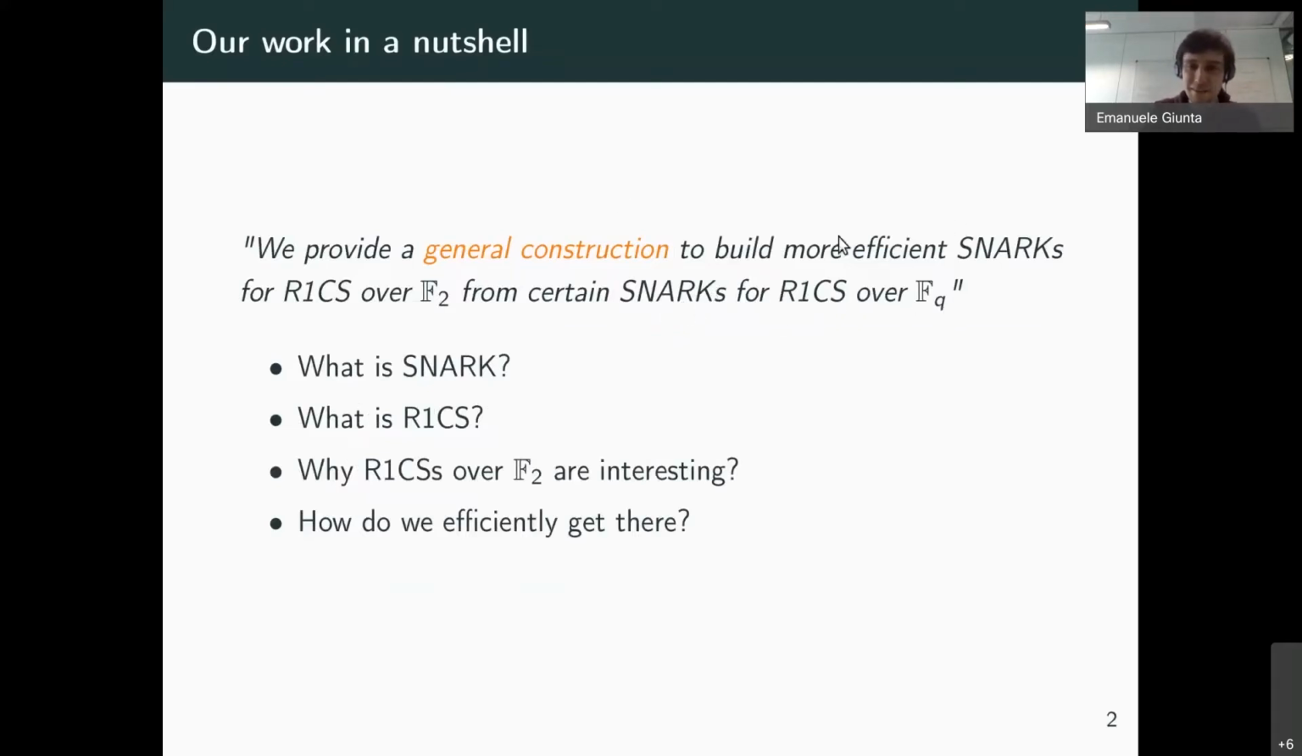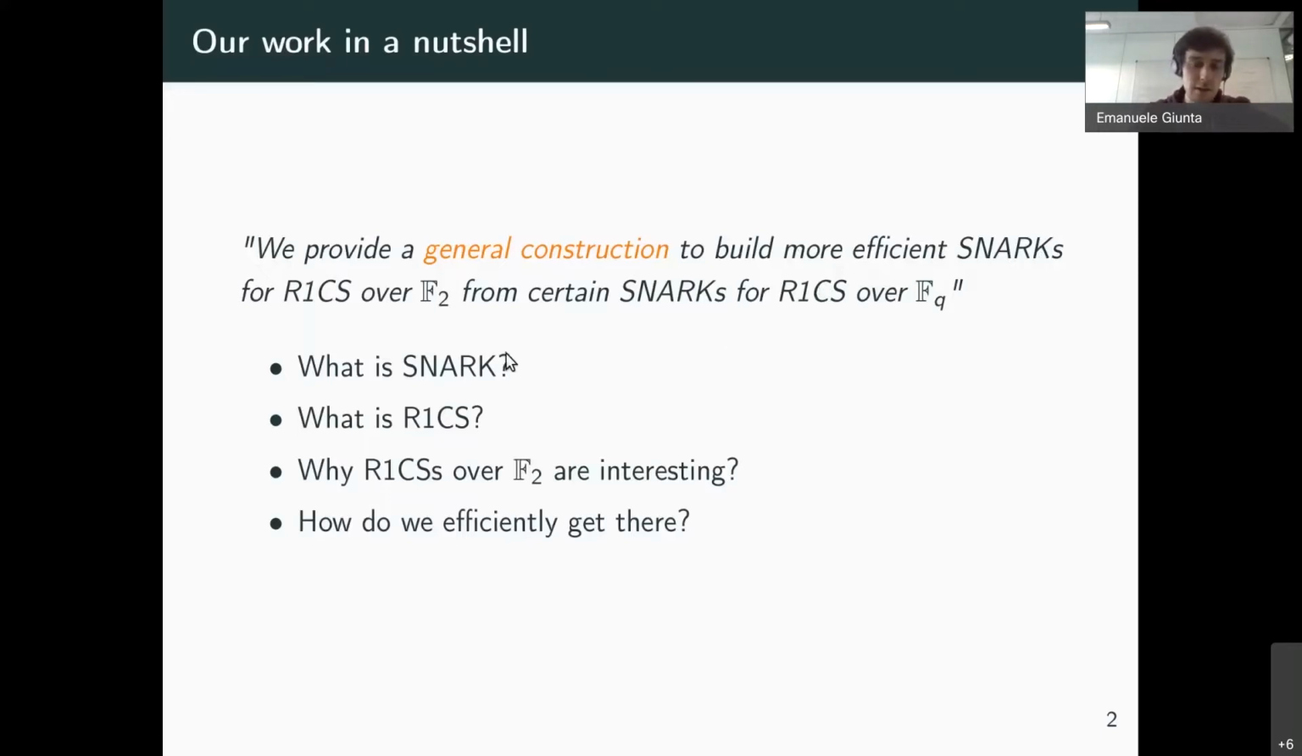Now, as you can see, there is a lot of jargon in this sentence, and I don't assume much background in applied cryptography, like, for instance, what SNARKs or R1CS are. So the main goal of this presentation is to make all of those acronyms meaningful, and hopefully also our results interesting at the end.